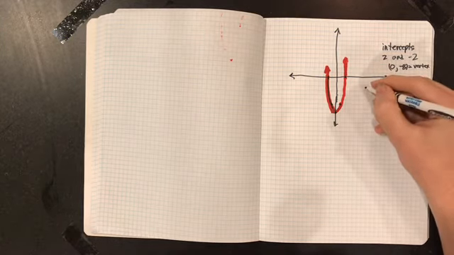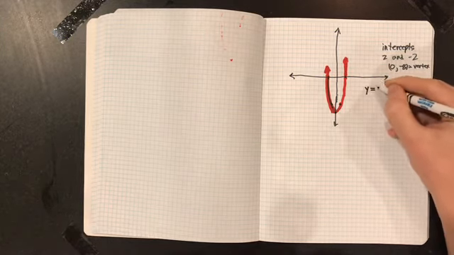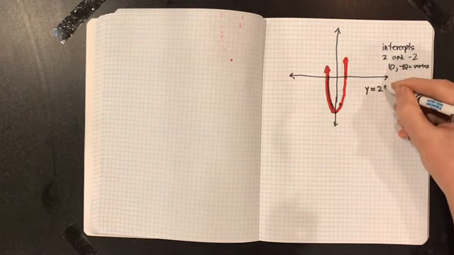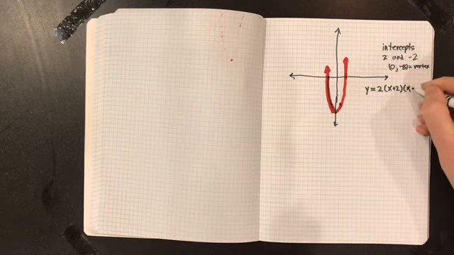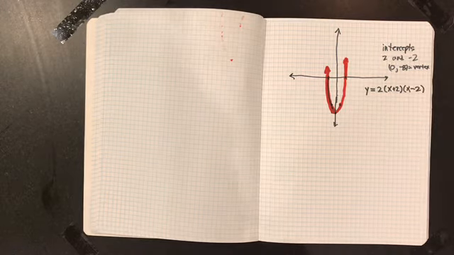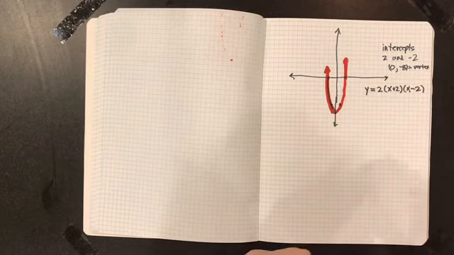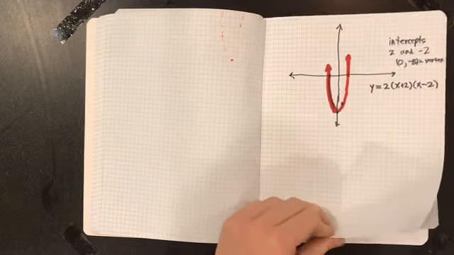So our equation is y equals 2 times x plus 2, x minus 2. And the order in which you put the intercepts does not matter. Okay.